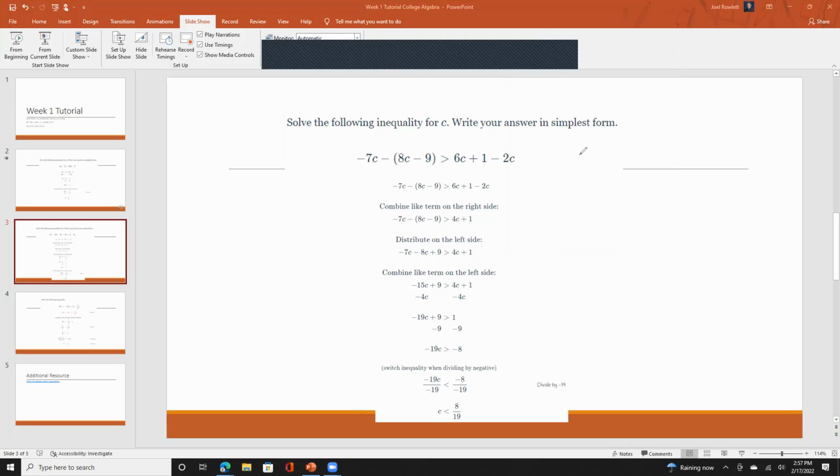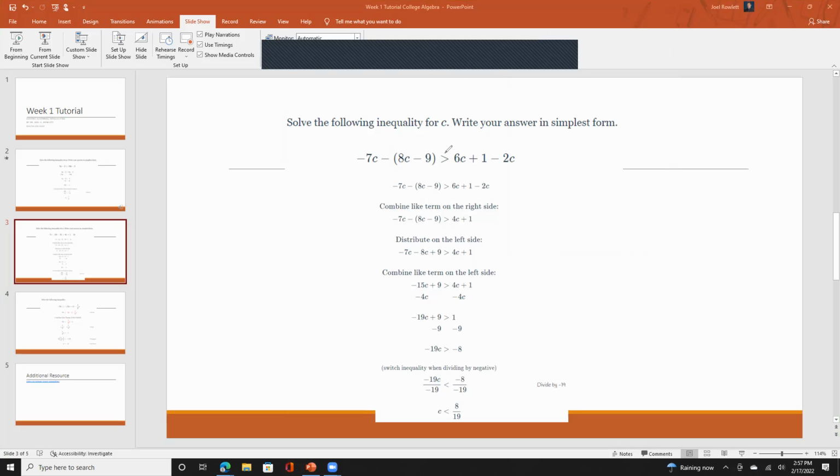Here we have another problem. This one says solve the following inequality for C. Write your answer in simplest form. Now this one is going to be a little more complex than the previous problem, but we will go through it line by line, following our steps using algebra, and hopefully we can get to the desired result here.